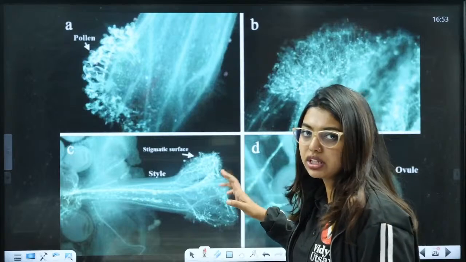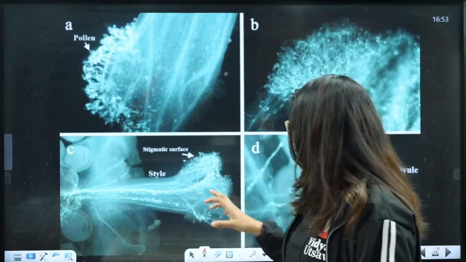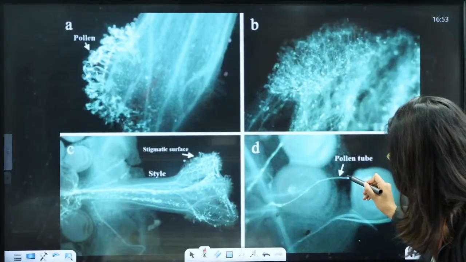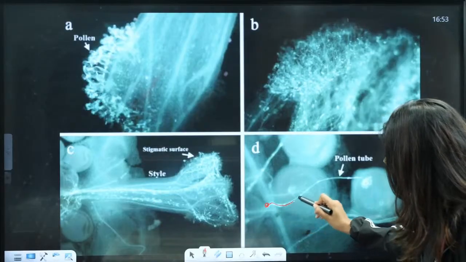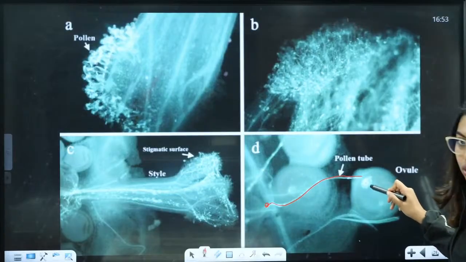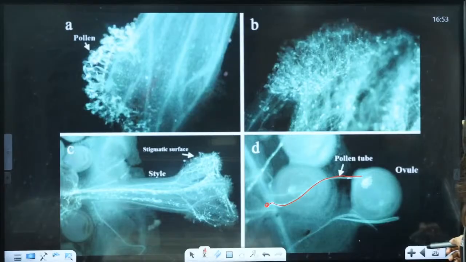So the stigma and the pollen grain exchange a chemical dialogue. After that, the stigma decides, okay, this pollen grain is fine, we will allow this growth. So after that, can you see how the pollen tube growth is happening? From here the pollen grain has fallen, from here the pollen tube is growing, and it is entering into the ovule. So this is how this process works.